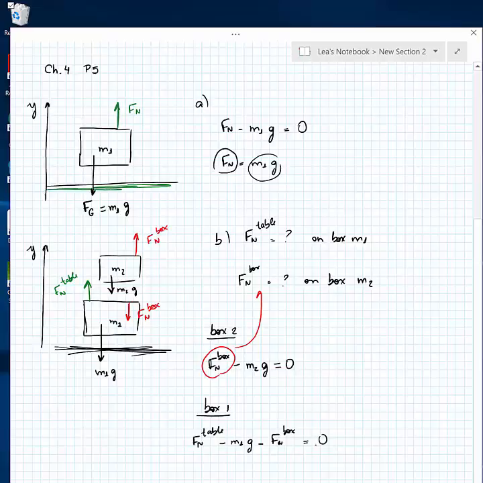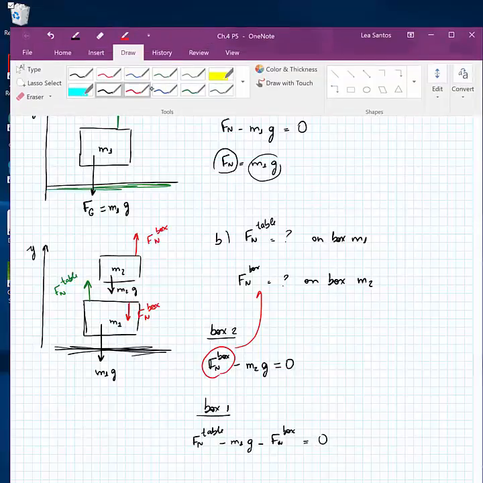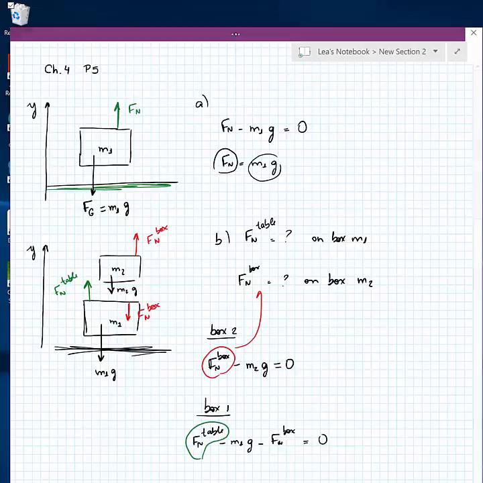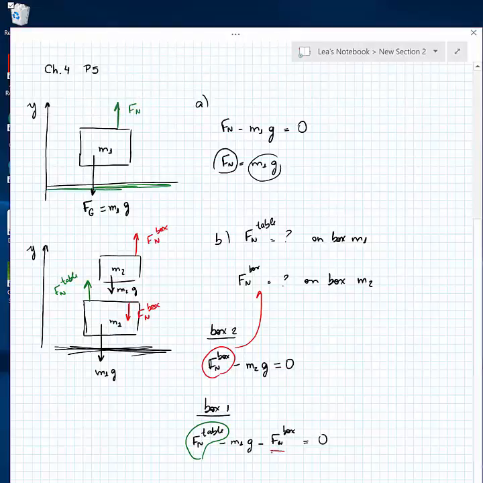Now you see that from this equation I can find the value of the normal force caused by the table, because I already solved above and found the magnitude of the force of contact between the boxes. So now I can find the force of contact between box 1 and the table.